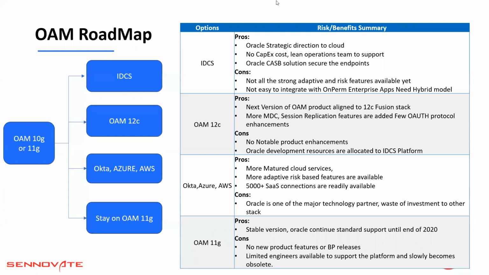So these are the 4 different choices for the current 10G or 11G customer, where they decide what the right direction to go from there. Yes, we can go to the next slide.